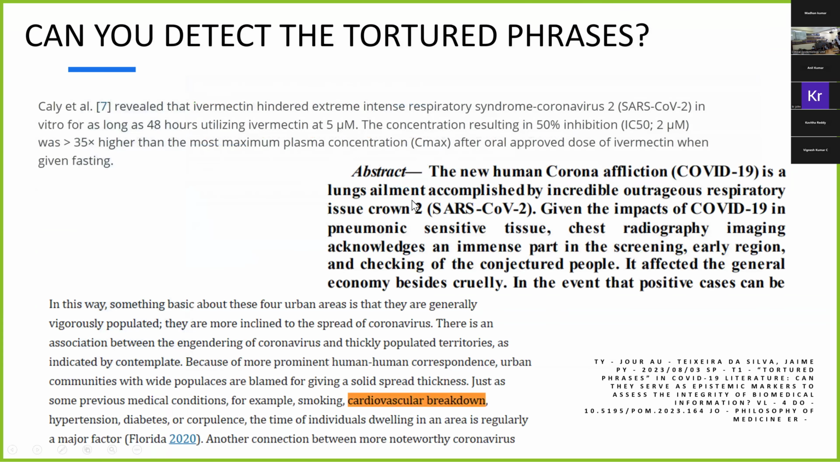So, just one small exercise for those who are the audience here. These are excerpts taken from 3 different studies on COVID-19. Can you identify any tortured phrases that have been included in this study text per se, from the first, second, and third? And if you can find any, you can point it out.